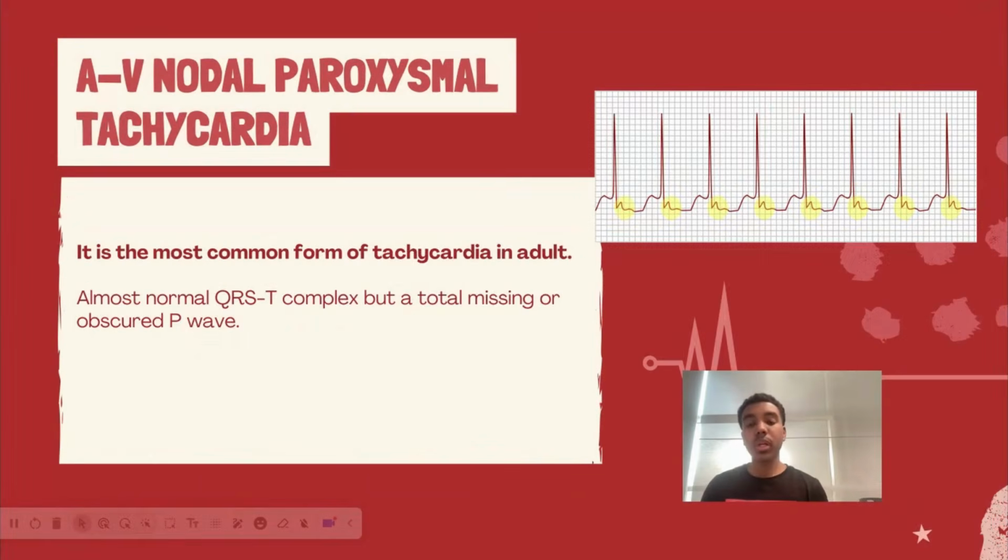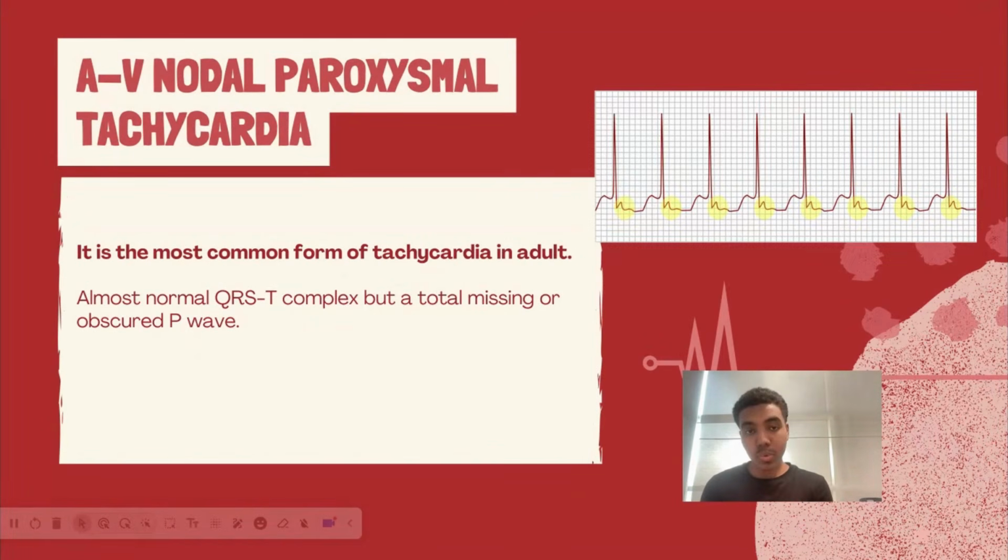All right, moving on. AV nodal paroxysmal tachycardia. Now, this is the most common form of tachycardia in adults. Almost normal QRST complex, but a total missing or obscured P wave, right?